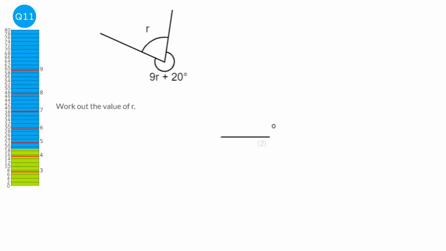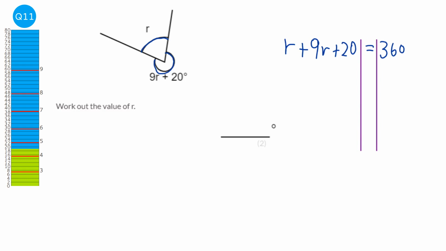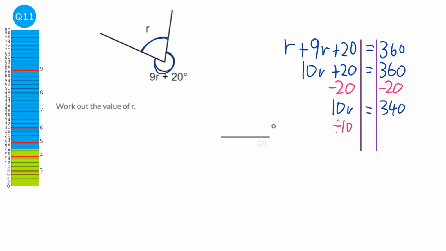So angles on a point add up to 360, and we are given the values of the angles but in terms of r. So we know that r plus 9r plus 20 will equal 360. So we've got an equation here we can solve. So first of all, let's add the r's together, and so that will be 10r plus 20 equals 360. Then we're going to subtract the 20 from both sides. So we have 10r equals 340, and then we're going to divide by 10 both sides. So we have r equals 34. So our answer is 34.